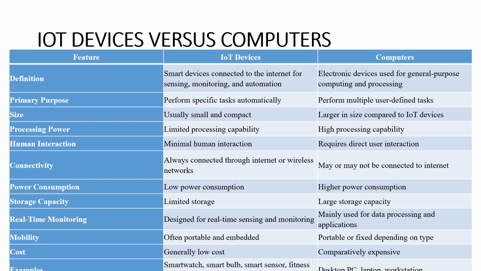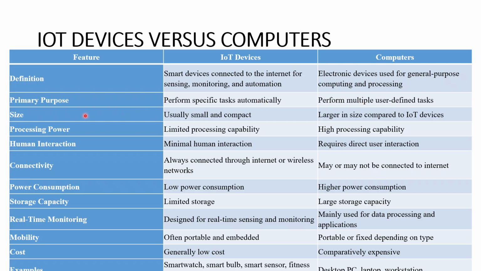Next one, IoT devices versus computers. Then, what is the difference between a normal computer and IoT devices? Here we can see the difference. First, computer. A computer is an electronic device used for general purpose computing and processing. Whereas an IoT device is a smart device connected to the internet for sensing, monitoring, automation, etc. According to the primary purpose, an IoT device works only for a specific task. A computer is multi-purpose and works for multiple user-defined tasks.